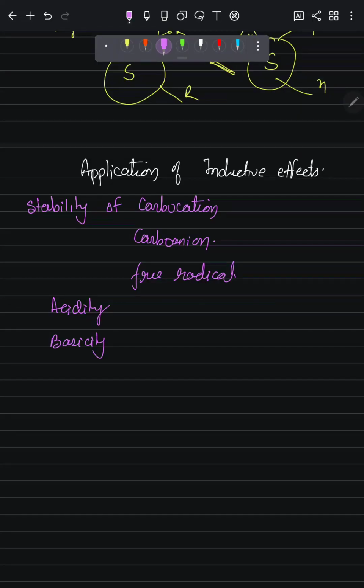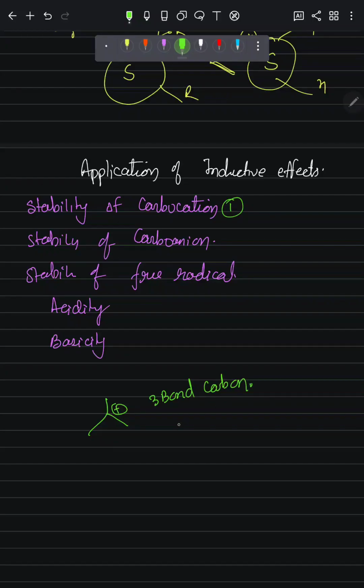So with the help of inductive effects, we can talk about the stability of carbocation, stability of carbanion, and stability of free radical, and also the acidity and basicity. So let's talk about the first, stability of carbocation. A carbocation has three bonds on carbon and a plus charge on the central carbon.